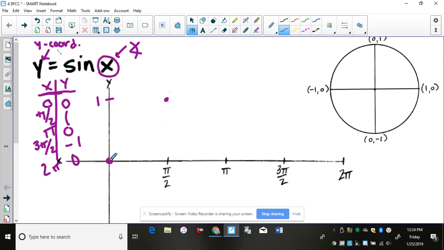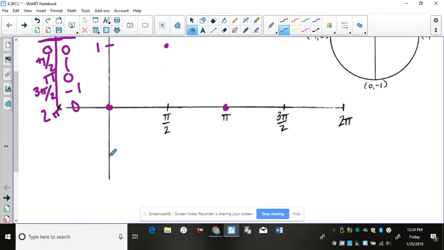So we have 0, 0 as a point. We have the point pi over 2, comma 1, which is here. We have pi, 0, which is here. 3 pi over 2, -1. I'm going to have to slide this down a little bit. Let's go about right here. There's -1. That would go here. And then we have 2 pi.